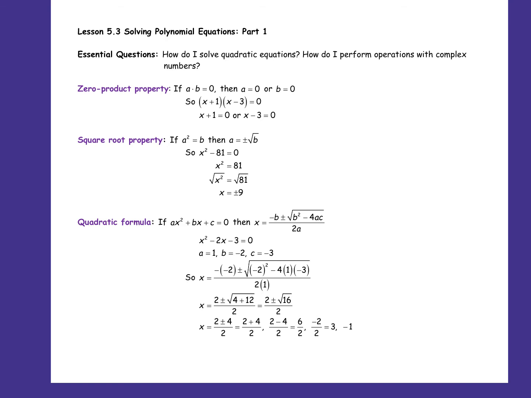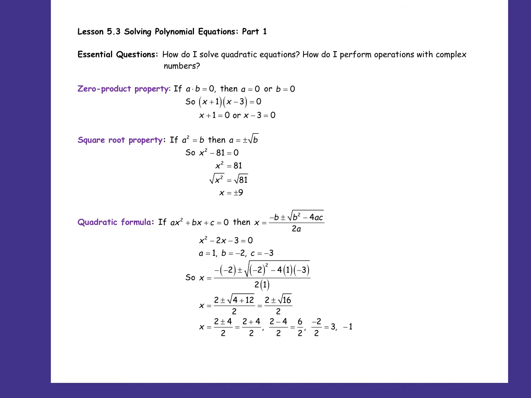And we can solve that basically three different ways. We have the zero product property, which says if I have two things multiplied together and they equal 0, then one of those things equals 0, right? So I set those equal to 0 and solve. The other way is the square root property. So if I have x squared equaling something, I take the square root of both sides and solve that way.